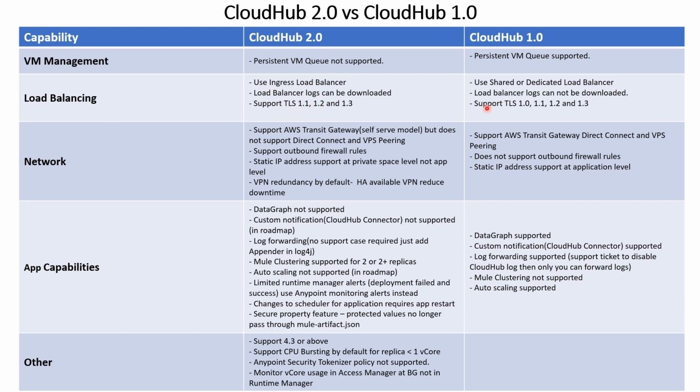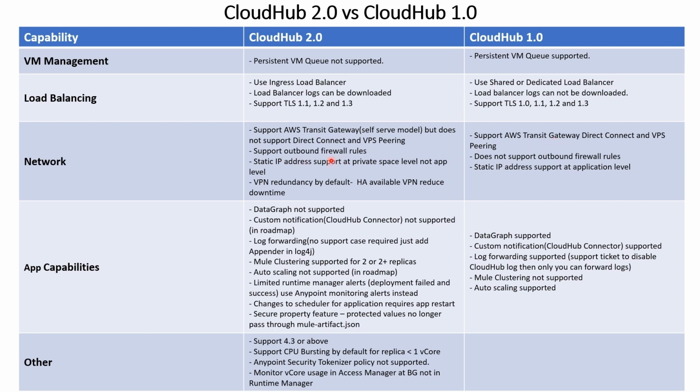CloudHub 2.0 does not support TLS 1.0. It does support TLS 1.1, 1.2 and 1.3. Networking. CloudHub 2.0 supports AWS Transit Gateway to create a connection between other private networks, other VPCs. It does not support Direct Connect and VPC peering. Direct Connect and VPC peering were supported in CloudHub 1.0.